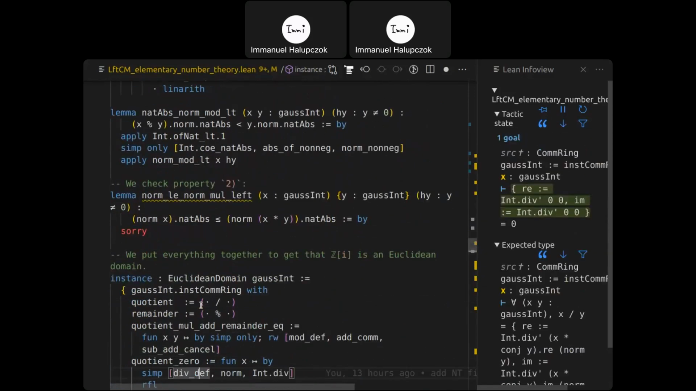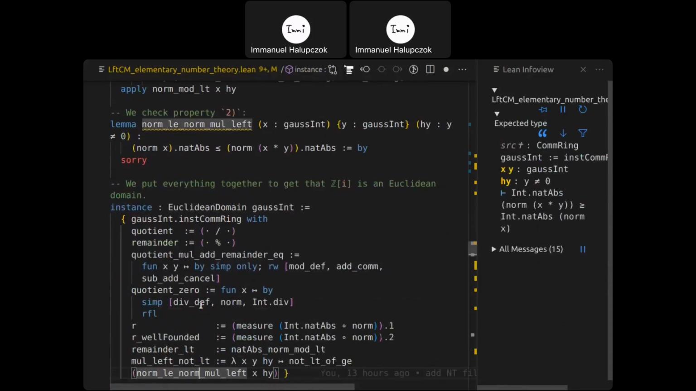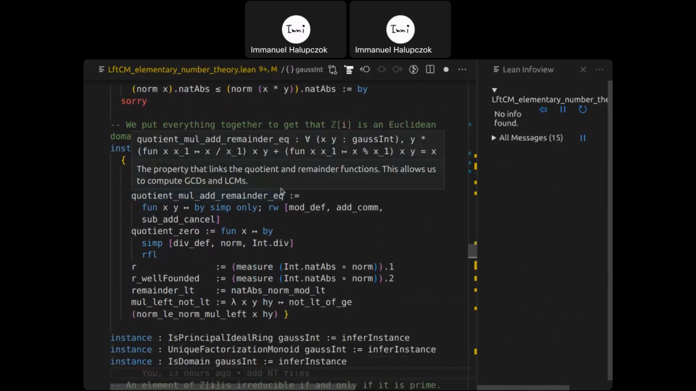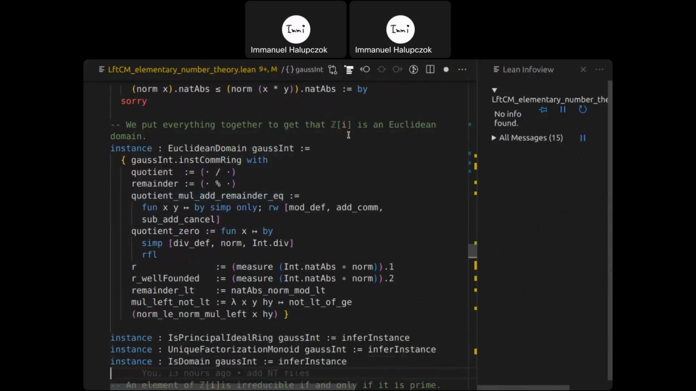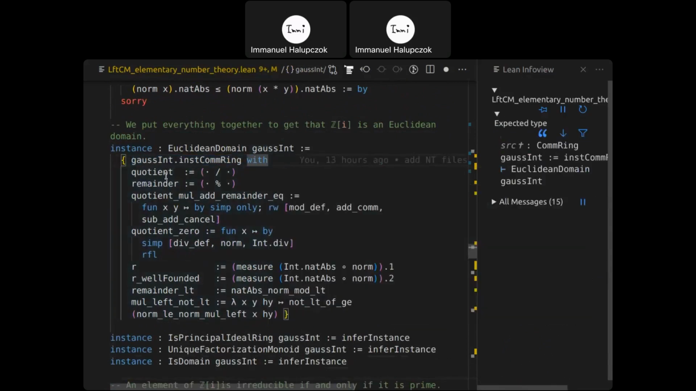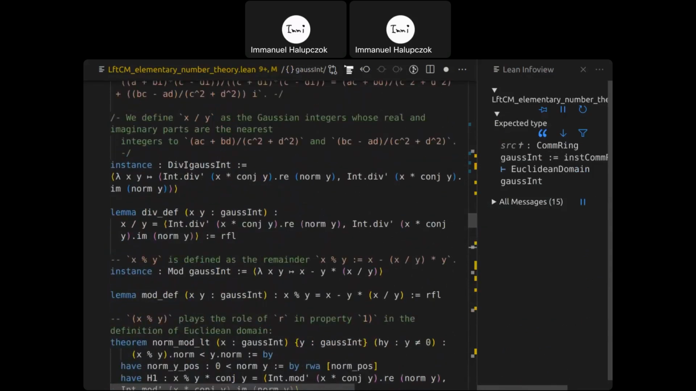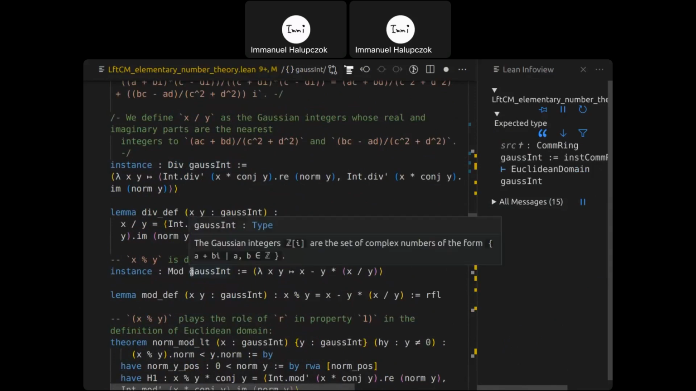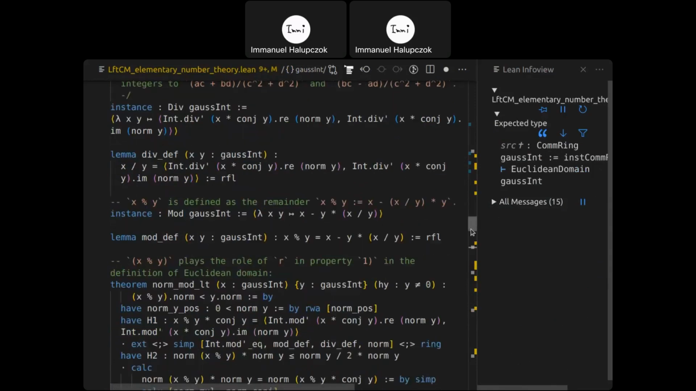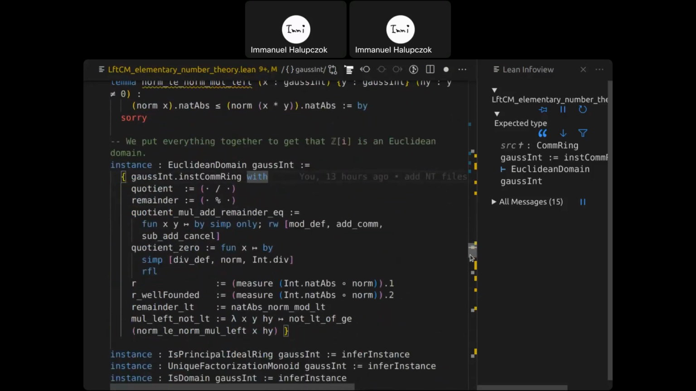Okay, so now assuming that we have proven these lemmas, we can put everything together to get the Euclidean domain instance. We already proved at the beginning that they are a commutative ring, so we are going to take that. And then we have to add what the quotient and the remainder are going to be, like how they are defined. And these are these two things that we just define here. So this div instance and mod instance, these are the quotient and the remainder. And then we have to prove the properties.